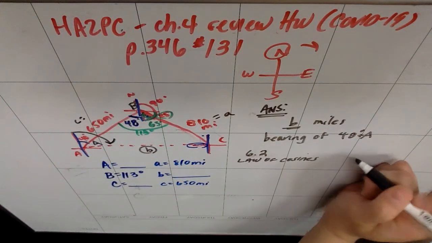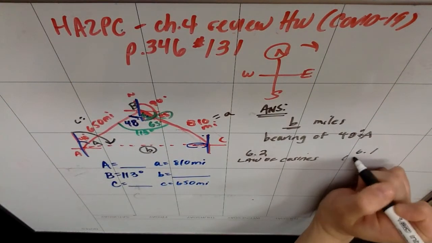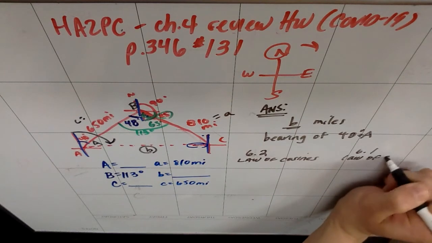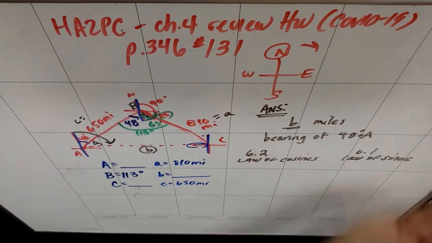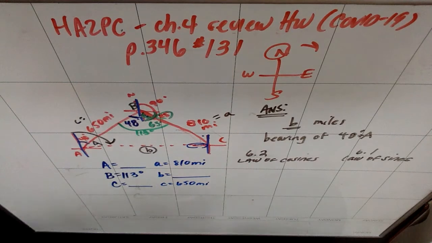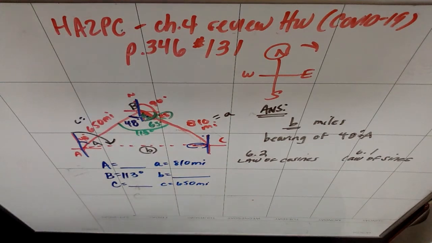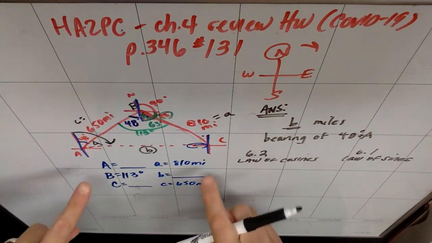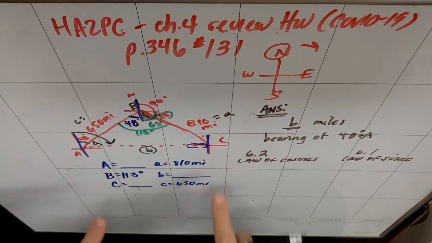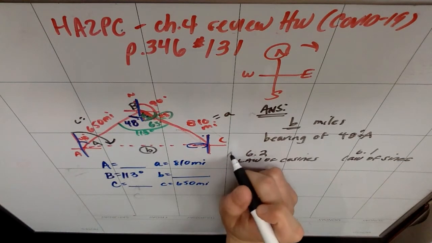And 6.1, which is the law of sines. So, the reason that this is a law of cosines problem first is that you use the law of sines when you have a pair of things, like big A and little a, or big B and little b, or big C and little c. And notice that we don't have any pairs here. I don't have A and a. I only have one of the A's, one of the B's and one of the C's. So I'm going to start with the law of cosines.